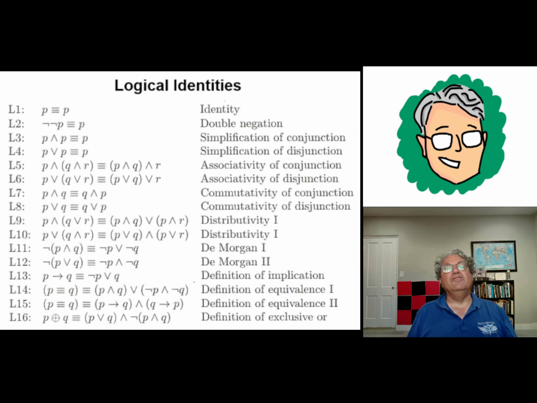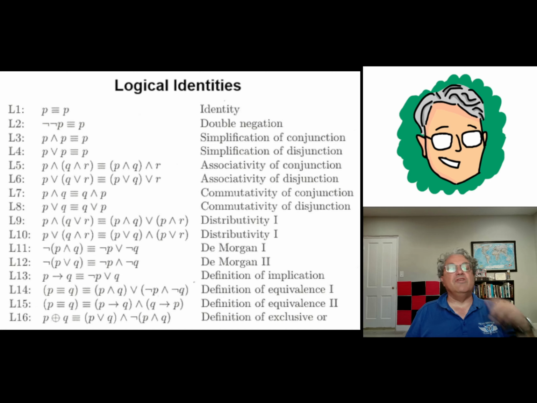And then the next one's double negation. This is pretty obvious too. If you put two nots in a statement, like if you say it's not the case that I'm not in my office, that's the same thing as saying I'm in my office, right? Double negation. I think that's pretty obvious.